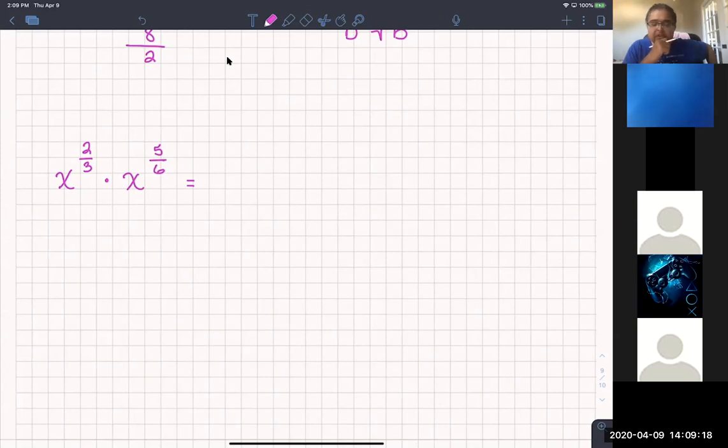In order to do this, you need to first remember your properties of exponents. When you have two exponentials multiplied together, both with the same base, what are we supposed to do with the exponents? You add them. Yeah, you add the exponents, correct.